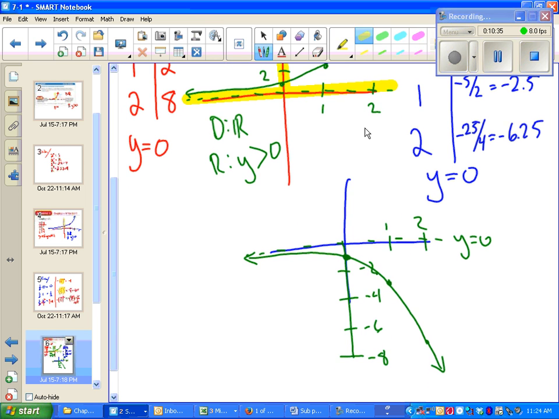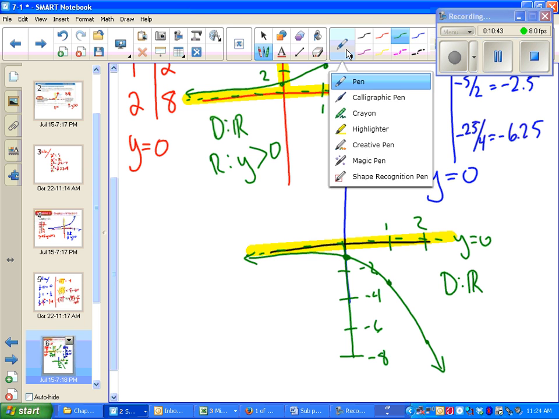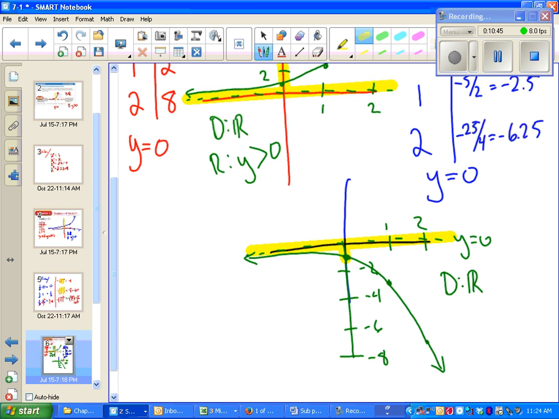Domain and range time. Domain goes on and on both ways forever. So we get to say domain is all real numbers. Range is not so friendly. We start at 0 and go down. So we say the range is y is less than 0. Not equal to, because we never touch the asymptote. That's it.